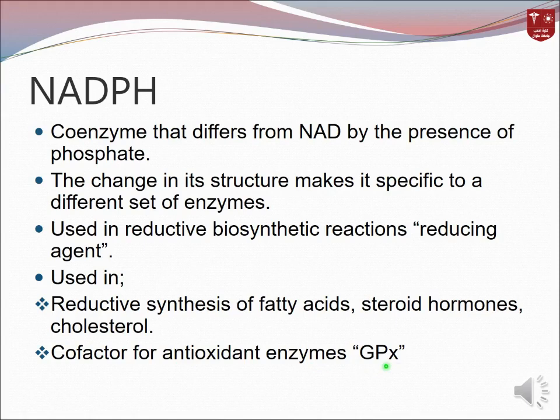This is very, very different from NAD. NAD, if you can remember, we use as a cofactor for oxidative, catabolic reactions, while this molecule is used in biosynthetic reactions.